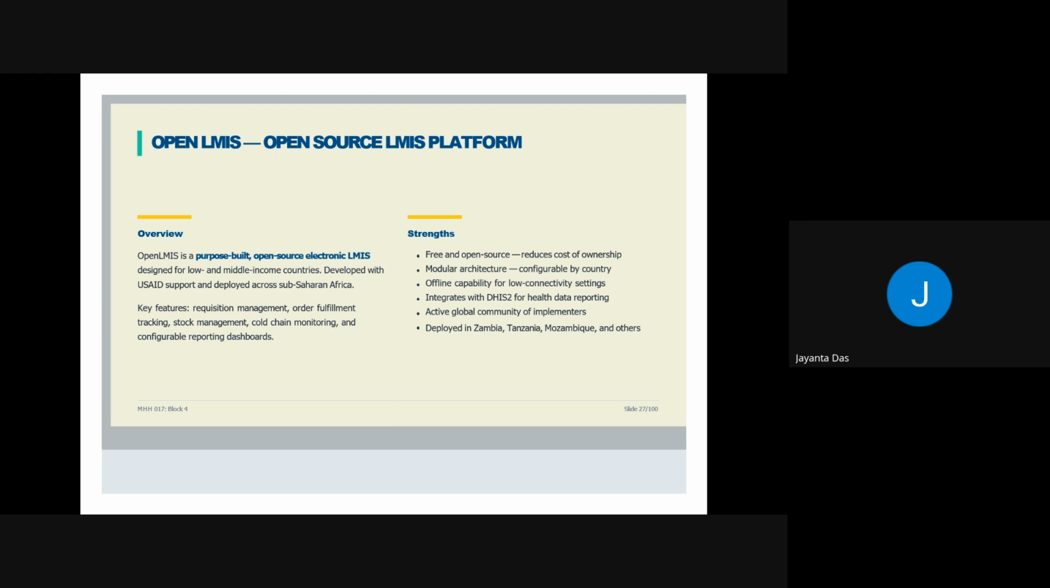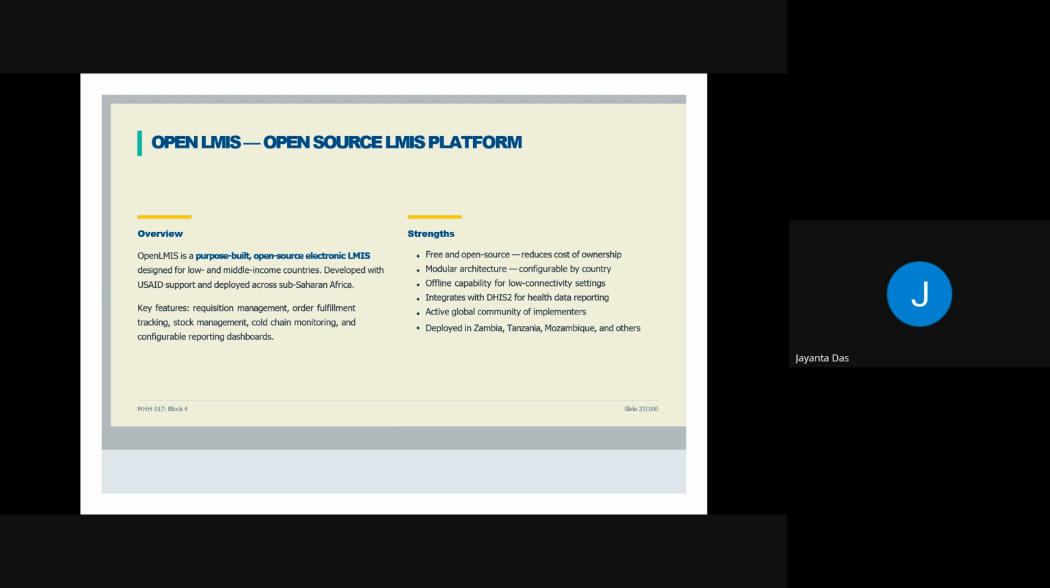Modular architecture, configurable by the country. So this is the platform. You can always readjust it as per your own requirement and convenience. Offline capability for low connectivity settings: there you can work offline. All you require is PCs or laptops in which they can undertake this job.